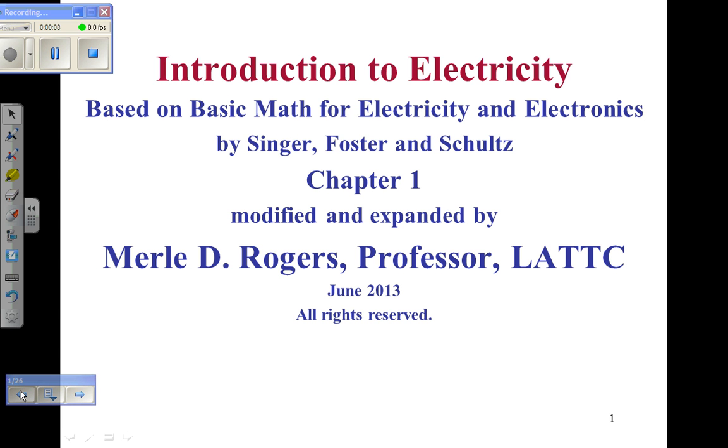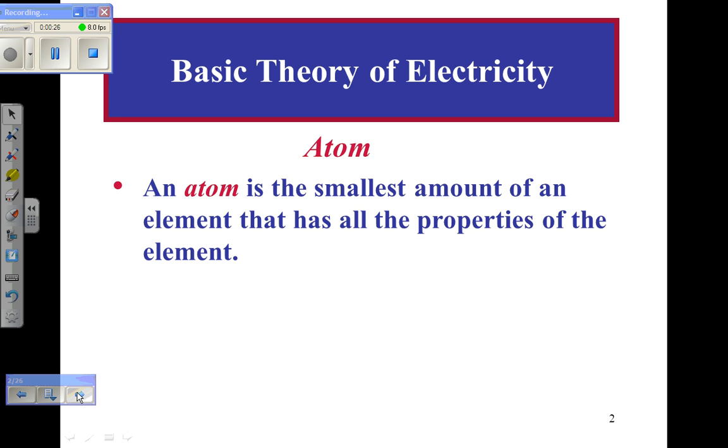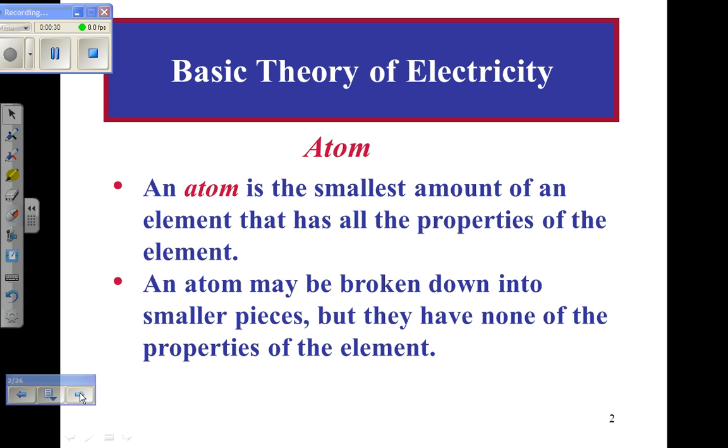This is mostly out of our books, Singer, Foster, and Schultz, Basic Math for Electricity and Electronics. So you know what it's all based on. I've slightly modified the presentation they gave me. We're going to talk about the atom, an atom's smallest amount of an element. We've talked about that a little bit, maybe broken down into smaller pieces, but they may not have any of the properties of the element.